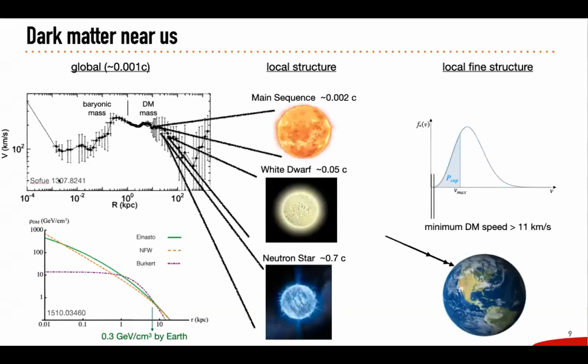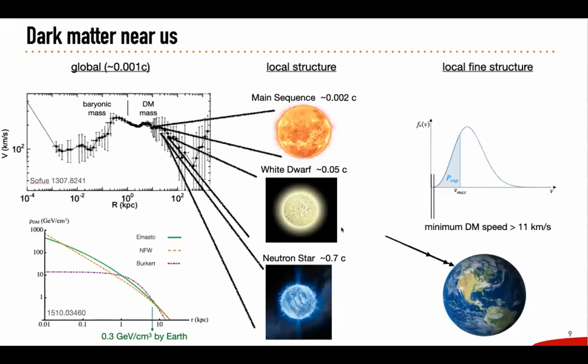Some features that I'll emphasize, because they're important for the rest of my talk, are that there's also a local structure to the velocity of dark matter around us. By a main sequence star, there's a bit of a parametric coincidence that a main sequence star accelerates dark matter to about the same velocity that it already has in the halo. So it'll have about the same velocity around a main sequence star. Around a white dwarf, it'll have a velocity that's more like 0.05 times the speed of light. And around a neutron star, it'll have a velocity that's 0.7 times the speed of light.